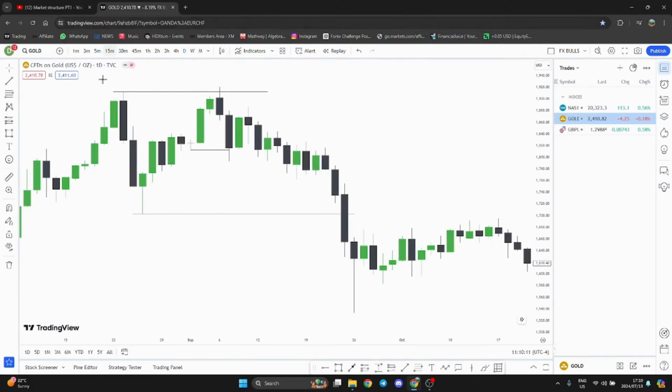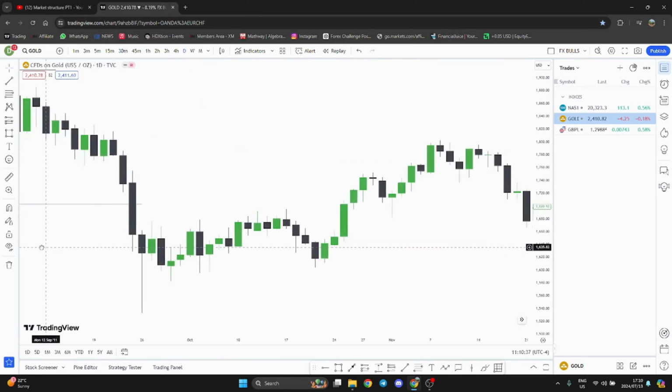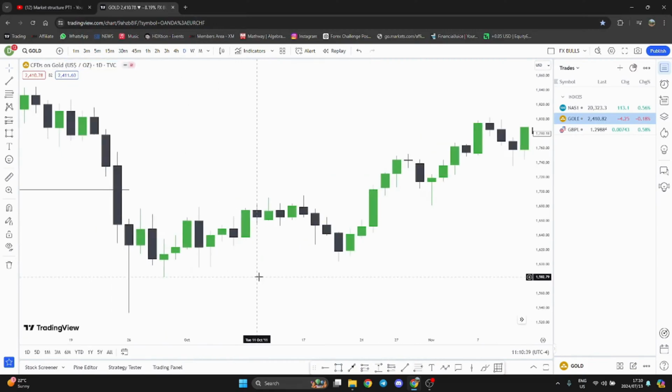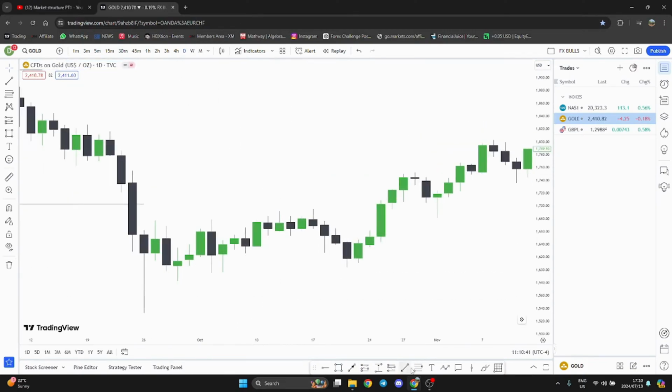You can see price took out that high and failed to close above it. Now you can see price start moving down towards these lows. As soon as price closes below the lows, we can say this is a valid break of structure. To me, this is a break of structure. Why? Because price swept out liquidity, moved down, took out a low, and closed below that low. Okay, let's move on. Let's have a look at this. So price puts in this high.